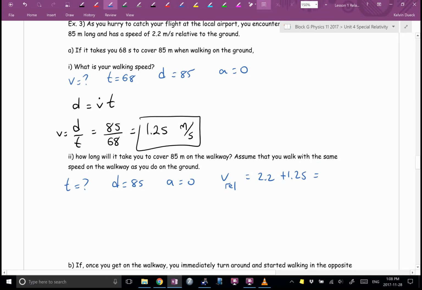And I won't round this off at all. I can do this in my head. Do you get 3.45? Double check me. That's my speed relative to the ground, and this 85 meters is relative to the ground. So now I can go D equals VT, T equals D over V. So normally it takes me 68 seconds to walk this. How long does it take me now with the moving walkway?